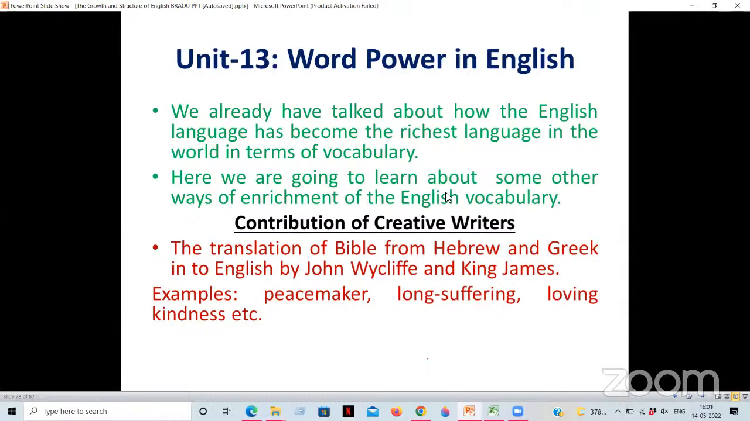So here, in the 13th chapter, word power in English, how actually it received its power. We already have talked about how the English language has become the richest language in the world in terms of vocabulary, in many of the units. Now we'll talk about some other perspectives from where English has enriched its vocabulary. Number one is the contribution of creative writers.